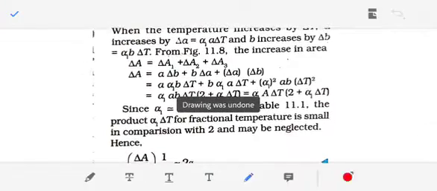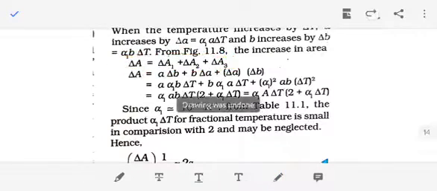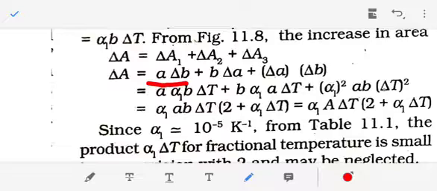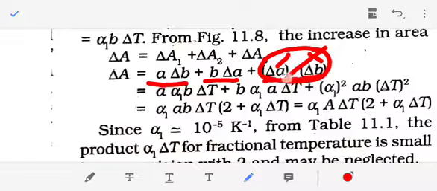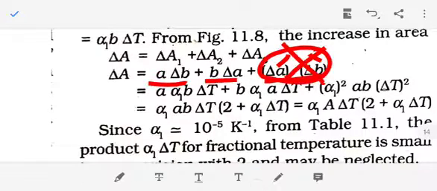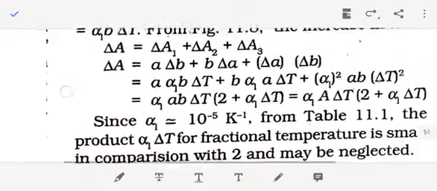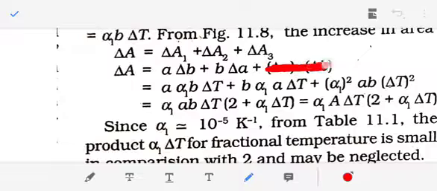Now the total change in area is delta A1 plus delta A2 plus delta A3, and we know all these values. Delta A1 was A delta B, delta A2 was B delta A, and delta A3 was delta A delta B. Delta A is small and delta B is also small, so the multiplication of these two can be neglected. Finally this value will be neglected.